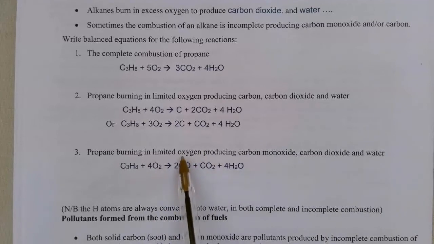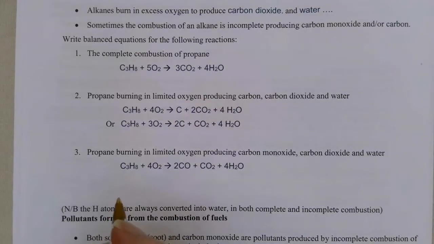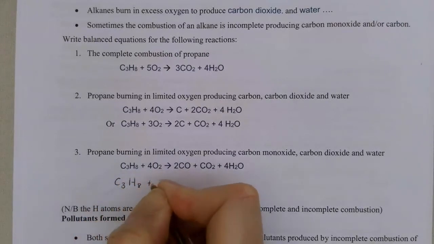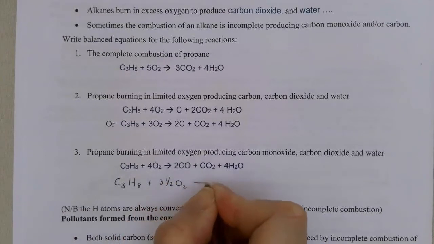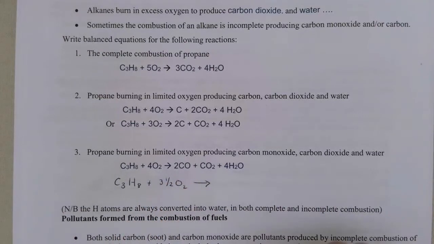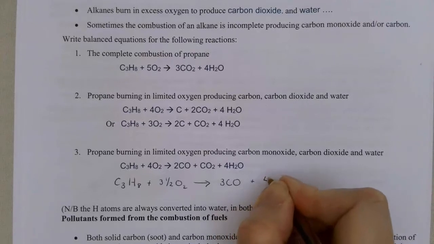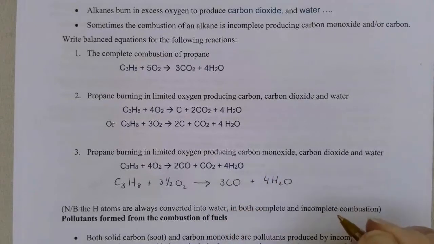So generally, rule of thumb, the less oxygen we have, the more carbon monoxide or carbon we have. If we really restrict the oxygen, we can get it just to make carbon monoxide and water. So if I burn it in a really limited amount of oxygen, I would get carbon monoxide and I would get water.